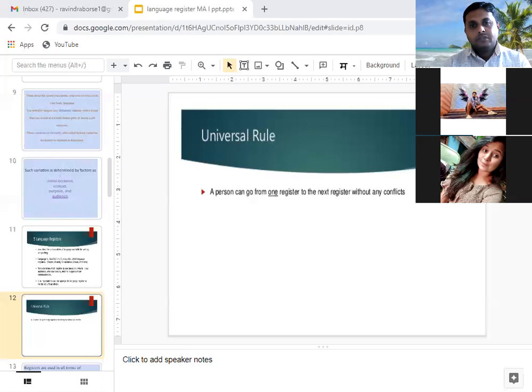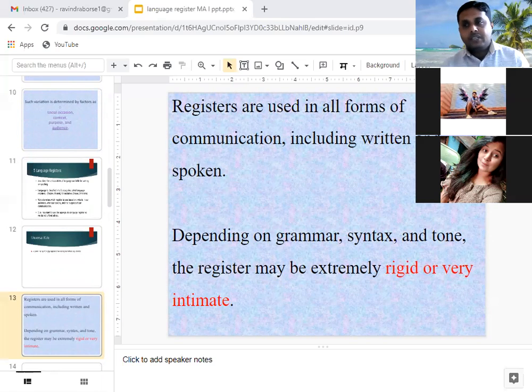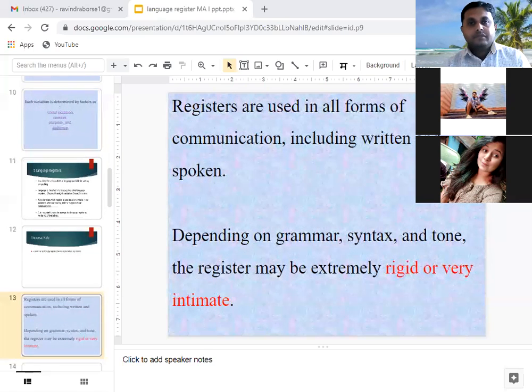isn't it? I am having a register with my wife. I cannot use that register in the classroom. If I use that register, then a great problem would be there. Communication would be affected, and it would seriously affect the relationship also. It would damage my personality, isn't it? So this is the universal rule. Registers are used in all forms of communication, including written and spoken.